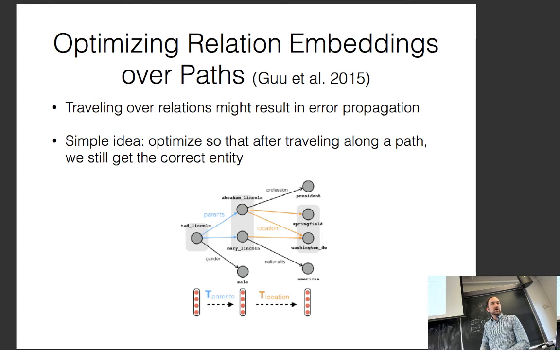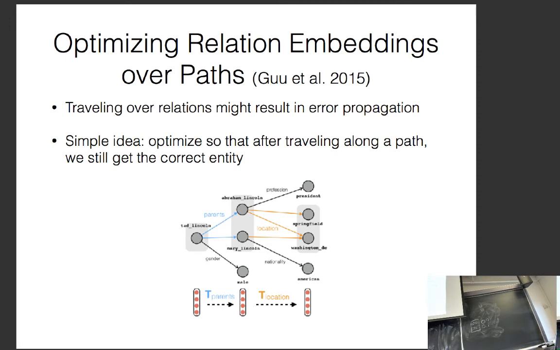So the interesting thing here is, in the results in this paper, they showed that, number one, unsurprisingly, if you optimize along the paths, you get a lot better at inferring multi-step relations. So you get a lot better at answering questions like where was, yeah.